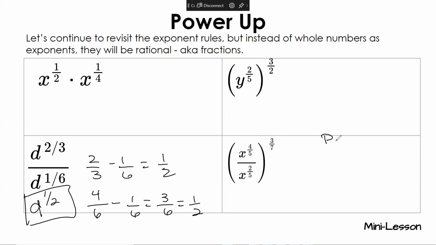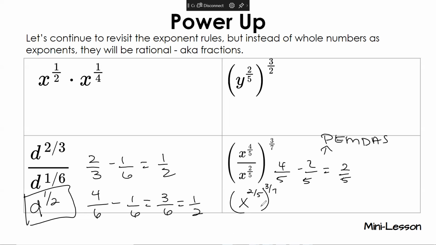Okay, so she's talking about order of operations like PEMDAS. So the first one is parentheses, right? So inside of here, what would you do? Like if there was nothing on the outside, what would you do if you were just given this? You would subtract. So what's 4/5 minus 2/5? 2/5, okay? So now this can be rewritten as x to the 2/5 raised to the 3/7.